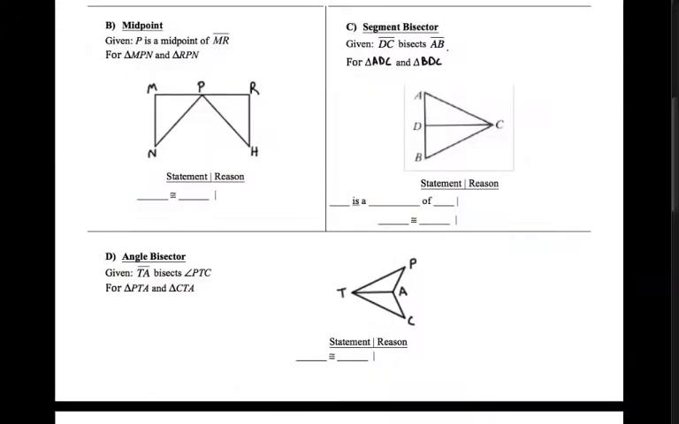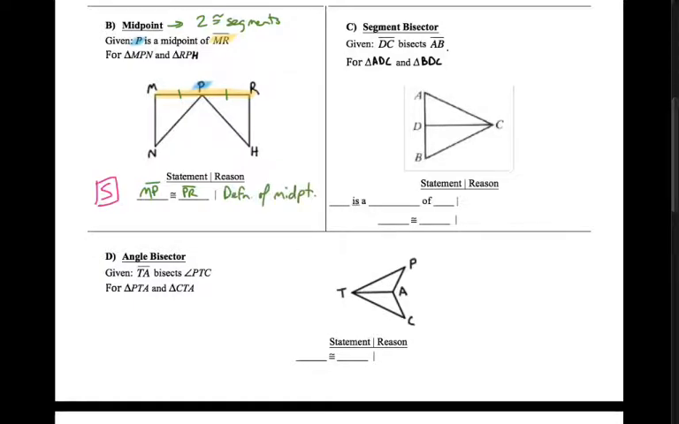Let's move on. The midpoint. What does a midpoint do? Well, a midpoint makes two congruent segments. So if you know that P is a midpoint of segment MR, and we're talking about, in this case, these two triangles, triangles MPN and RPH, then the two congruent segments are MP and PR, which happen to be sides of those triangles.